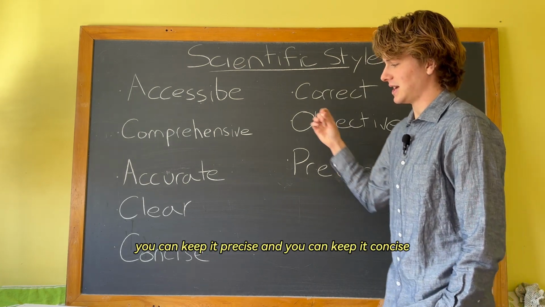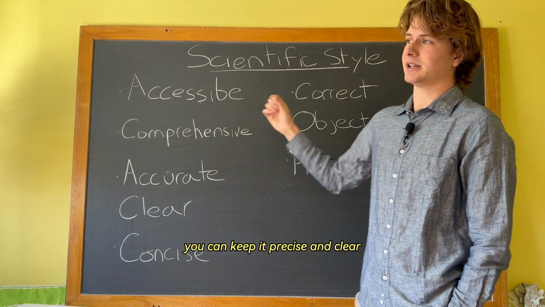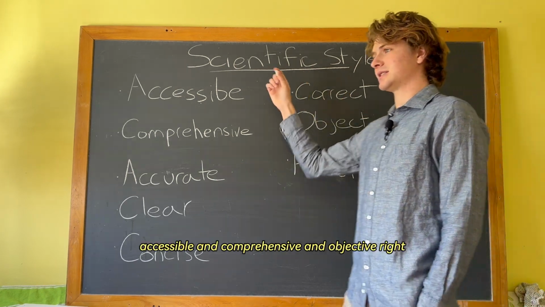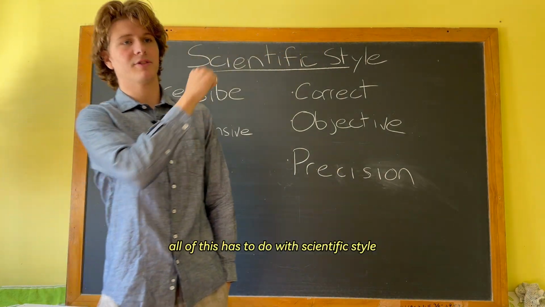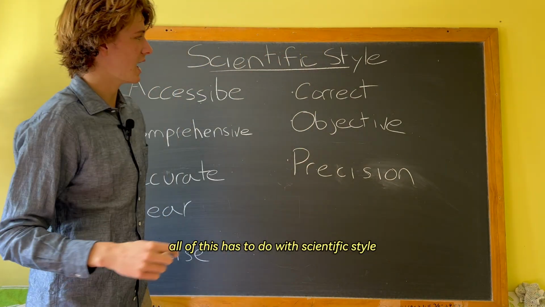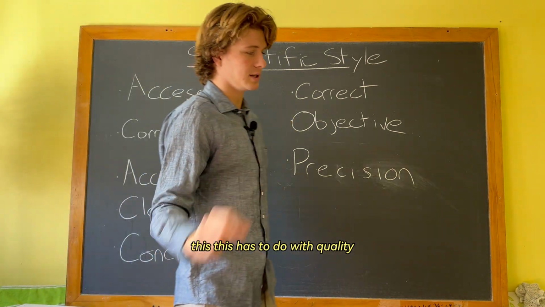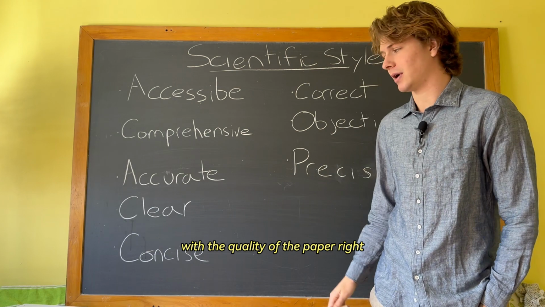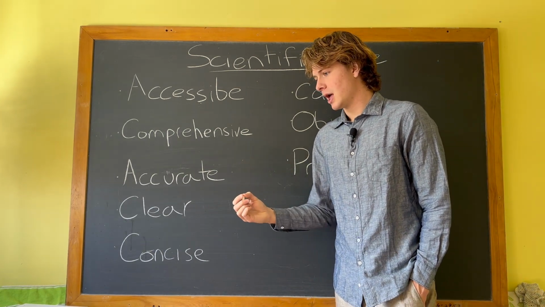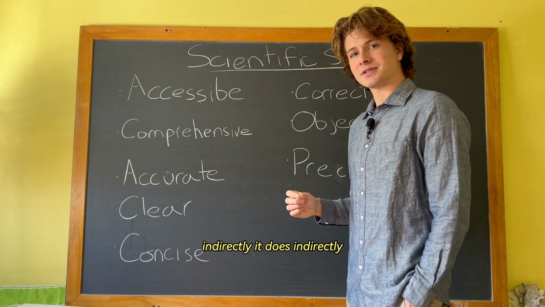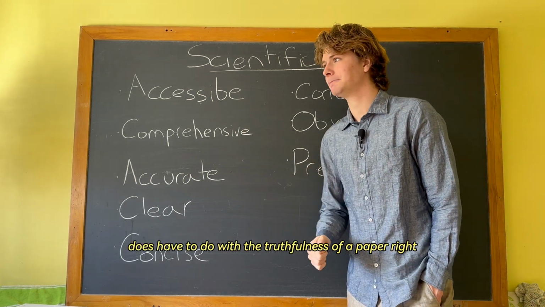You could keep it precise and concise. You could keep it precise and clear. You can keep it precise and accessible and comprehensive and objective, right? All of this has to do with scientific style. You need to include all of this. This has to do with quality, with the quality of the paper, right? And it may not reflect the truthfulness of a paper. Indirectly, it does. Indirectly, it does have to do with the truthfulness of a paper, right?